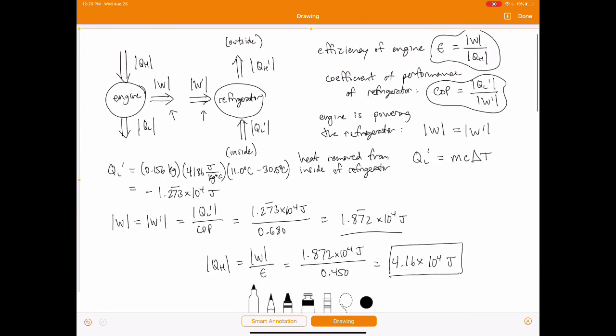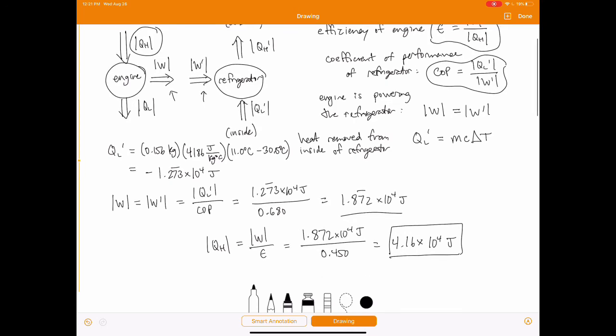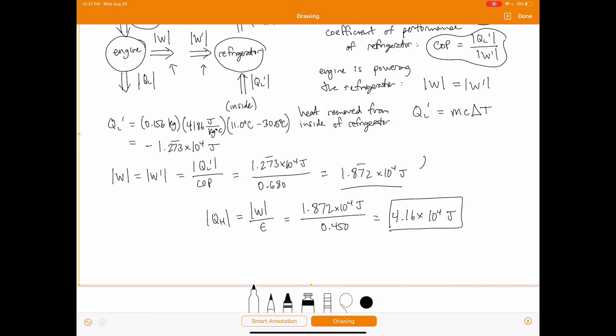So remember, what we just calculated is this, QH. You have to put this much heat into your engine if that's going to power a refrigerator that cools the water off in the way that we showed. So we're only removing here 1.27 times 10 to the 4 joules of energy in cooling off the water, but you have to put in much, much more than that into the engine to get that to work, because not everything is perfectly efficient.